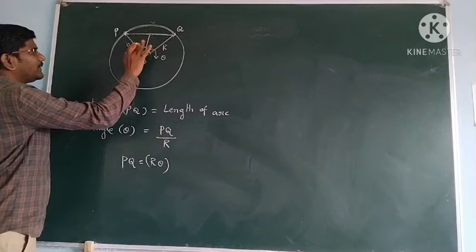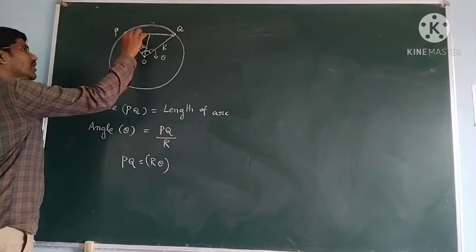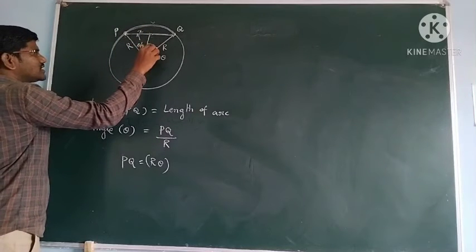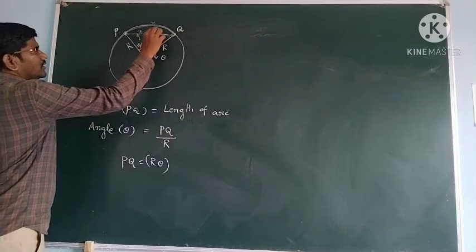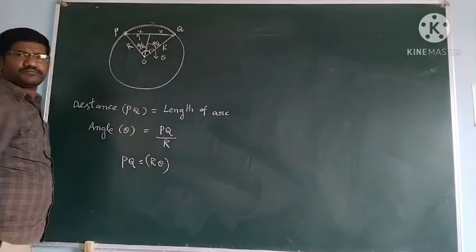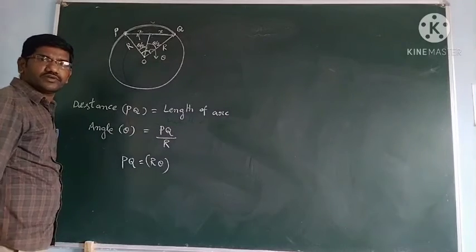This is theta by 2. So this is the opposite side x, and this is also the opposite side x. This angle is also theta by 2. Okay students, so fine.